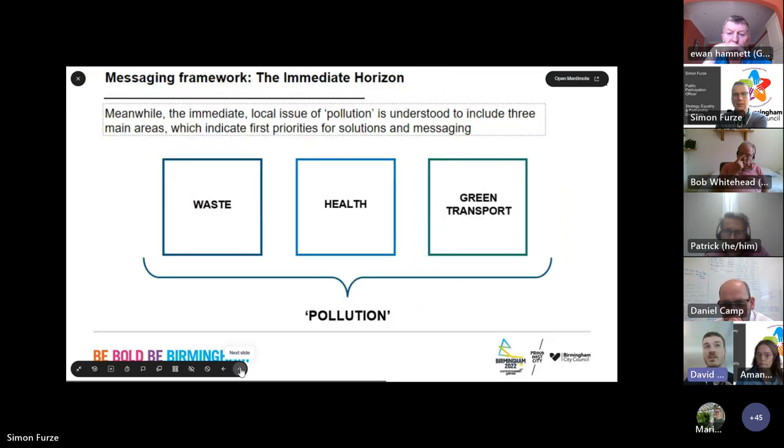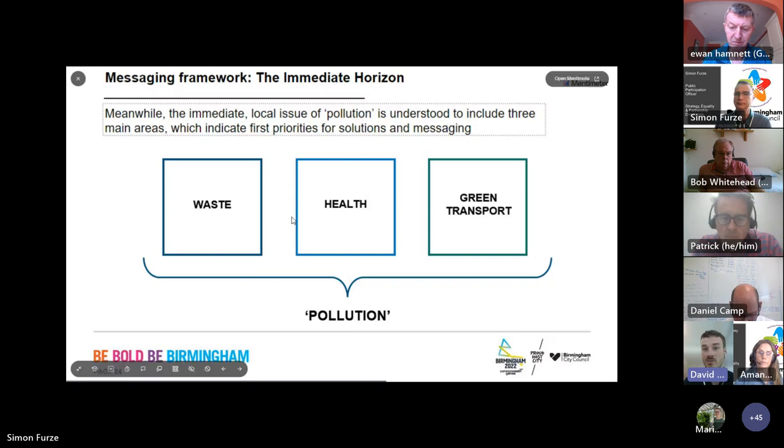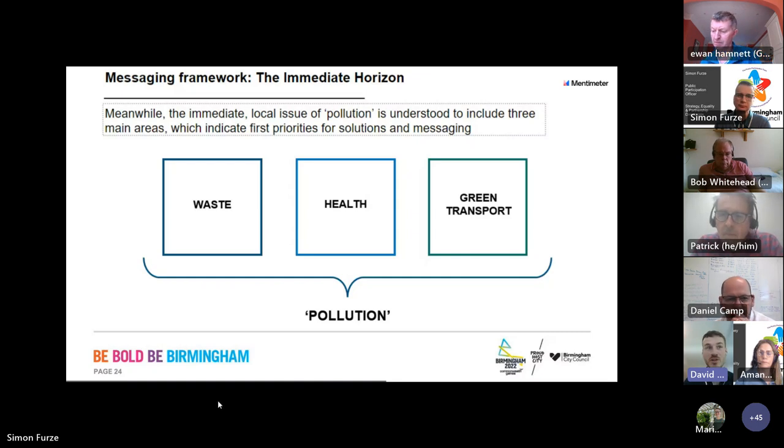If we jump to the next slide, we can dive into that pollution box a bit more and give it more meaning. Broadly, it meant three different things to people. One way of thinking about it was waste, rubbish, and fly tipping. There was generally lots of support for local policies to go beyond national policies, so for the council to be tougher on this than we are nationally. People really want to see action on waste. On health, generally associated with air pollution, it is one of the best routes into climate conversations. If you can start a conversation around health and air pollution and quality of life, that's a really good way to talk about why this is related to climate change and the emissions we're producing.